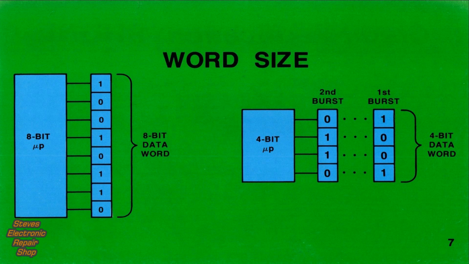Word size is usually the first feature that's considered. It's also the means we use to classify microprocessors. Word size is important from the standpoint of resolution, computational accuracy, and programming ease. For example, the 8-bit microprocessor on the left processes an 8-bit data word. The 4-bit unit on the right can also process an 8-bit word, but it requires 2 data bursts. Using the 4-bit microprocessor for 8-bit data usually isn't time efficient and most certainly complicates programming.